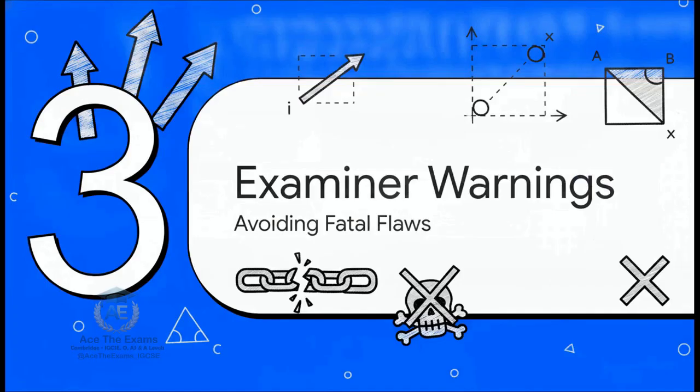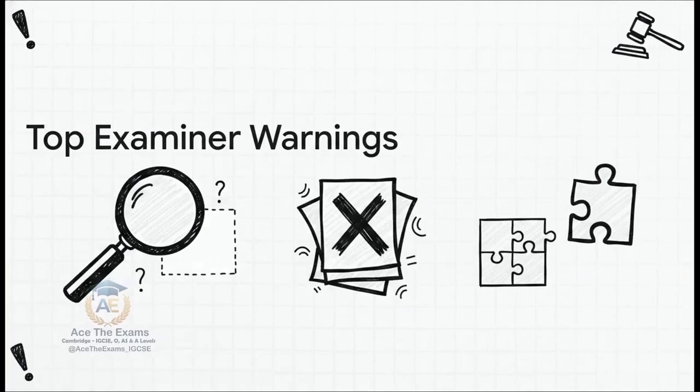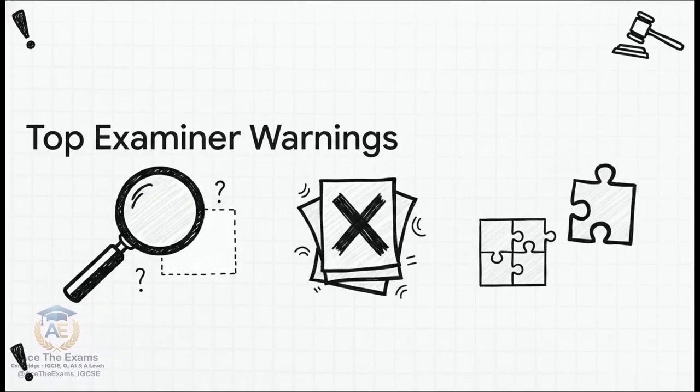Okay, let's keep the momentum going with Section 3, Top 3 Examiner Warnings. We need to avoid the fatal flaws that will absolutely ruin your case. Let's turn this into an interactive workshop. Even the best barristers face cross-examination, right? So let's look at the critical flaws that can absolutely tank your case. This isn't guesswork. This is hard data directly sourced from the principal examiner reports for the 9709 syllabus.